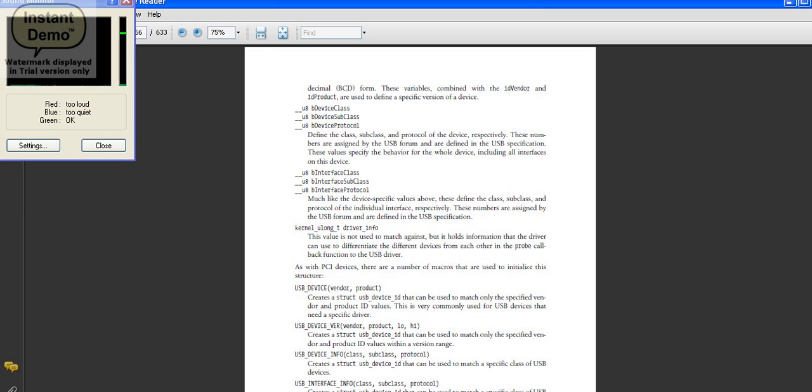Then bcdDevice_lo and bcdDevice_hi define the low and high ends of the range for the vendor-assigned product version number. The bcdDevice_hi value is inclusive; its value is the number of the highest numbered device. Both of these values are expressed in binary coded decimal form. These variables, combined with the idVendor and idProduct, are used to define a specific version of the device.